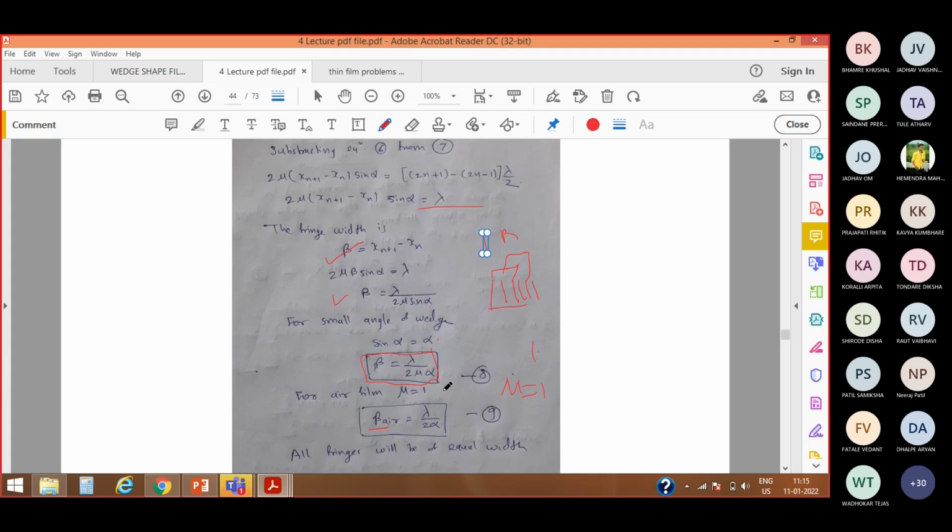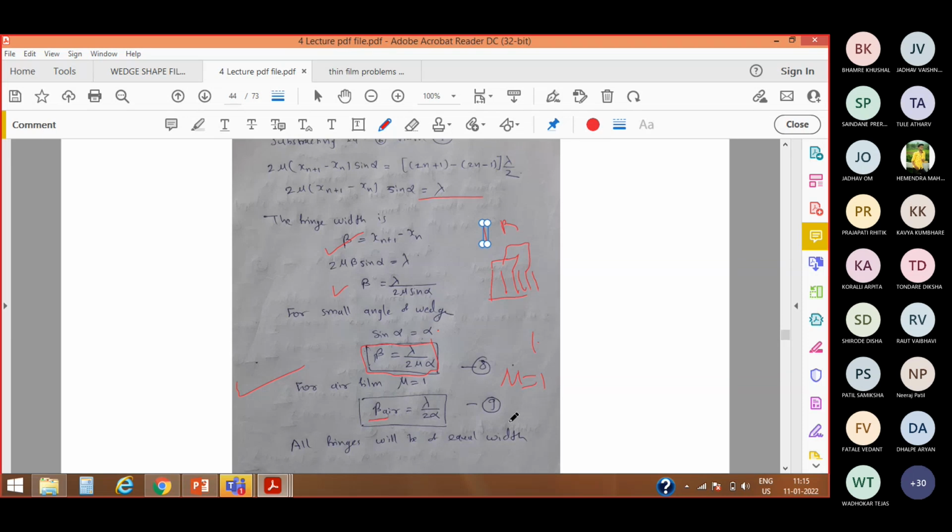So the final answer I got by solving this equation is beta is equal to lambda upon 2 mu into alpha. For air film, what is the refractive index? For air film, the refractive index is 1. So the value of beta in case of air film is lambda upon 2 alpha. So this is the final equation. So all the fringes will be of equal width. The width of all fringes is equal. The distance between both the bright fringes and the distance between both the dark fringes are equal.